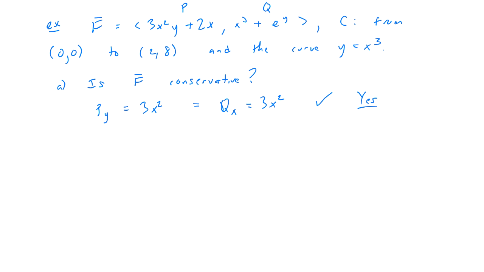And that's because we're assuming that P is the derivative of the little f with respect to x, and Q is the derivative of little f with respect to y, and therefore P_y and Q_x are the mixed second derivatives, and they need to be equal if they both come from f. So we know it's conservative, so now let's find the potential function.